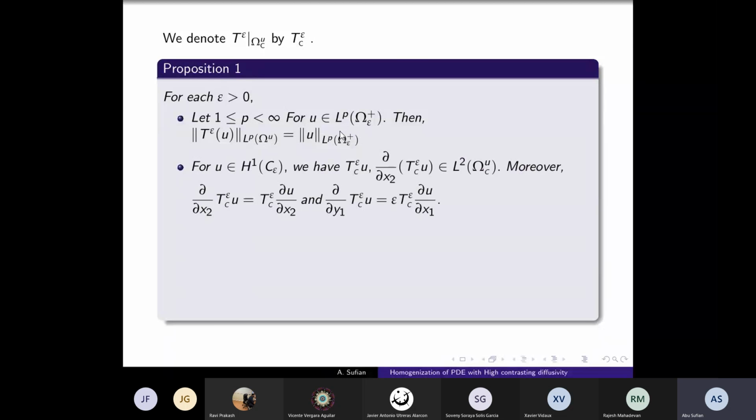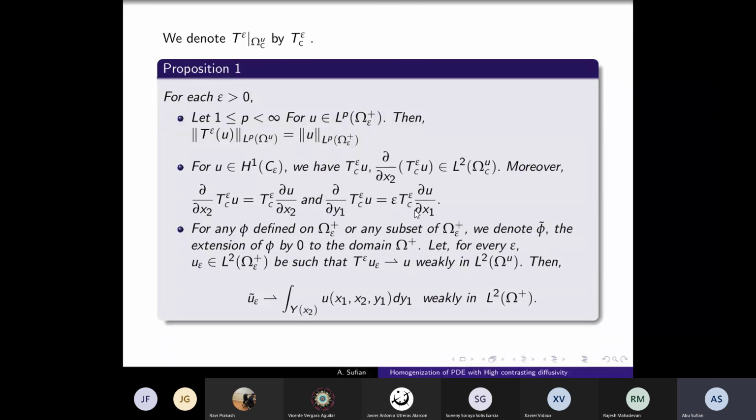L2(omega Cu). Moreover, because we have oscillation in the x1 direction, for the x2 directional derivative we can interchange the unfolding operator and the derivative. That is, del x2 T epsilon C u is equal to T epsilon C of del u del x2. But we cannot interchange between x1 and y1. For that we have to give one epsilon factor. So del y1 T epsilon C u is equal to epsilon times T epsilon C of del u del x1.